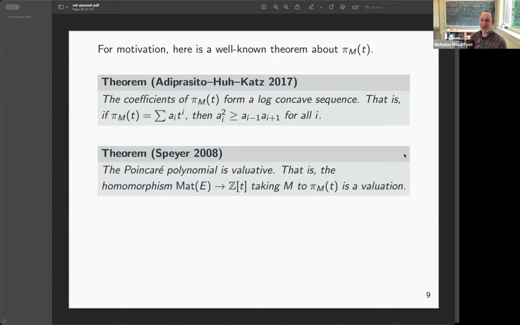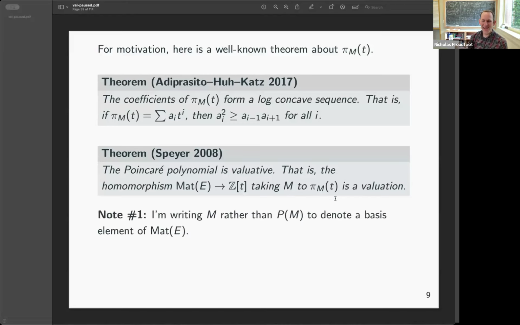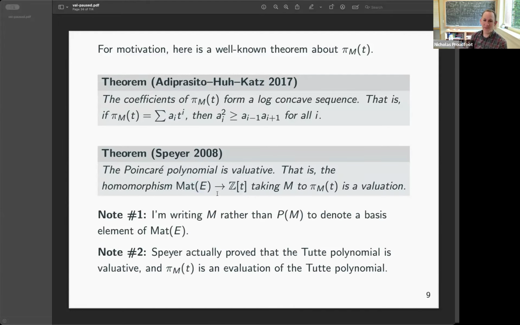So the Poincare polynomial is a valuative invariant. More specifically, the homomorphism from Mat E to Z[t], taking a matroid to its Poincare polynomial, is a valuation. I'm abusing notation a little bit. I should say taking P of M to pi_M of t, but I'm conflating a matroid and its polytope inside the group Mat E. And I'll also note that Speyer proved something stronger. He proved that the Tutte polynomial is valuative, and the Poincare polynomial is an evaluation of the Tutte polynomial, so it's also valuative.